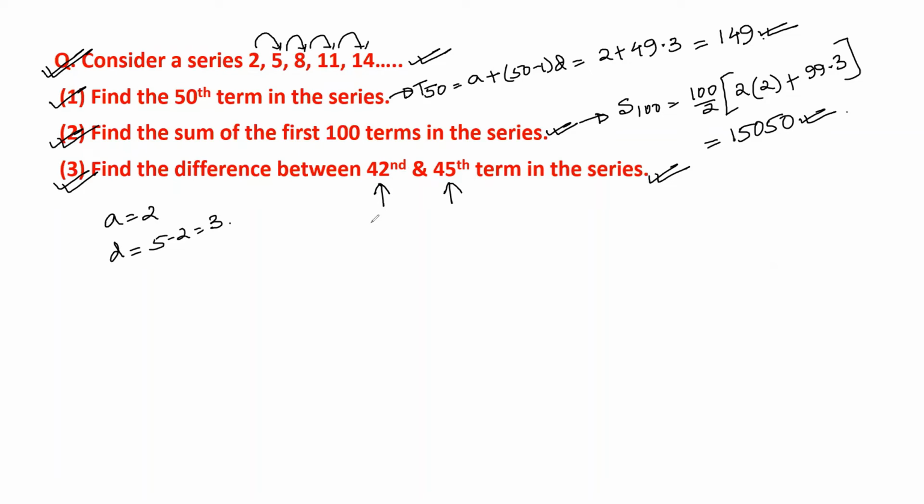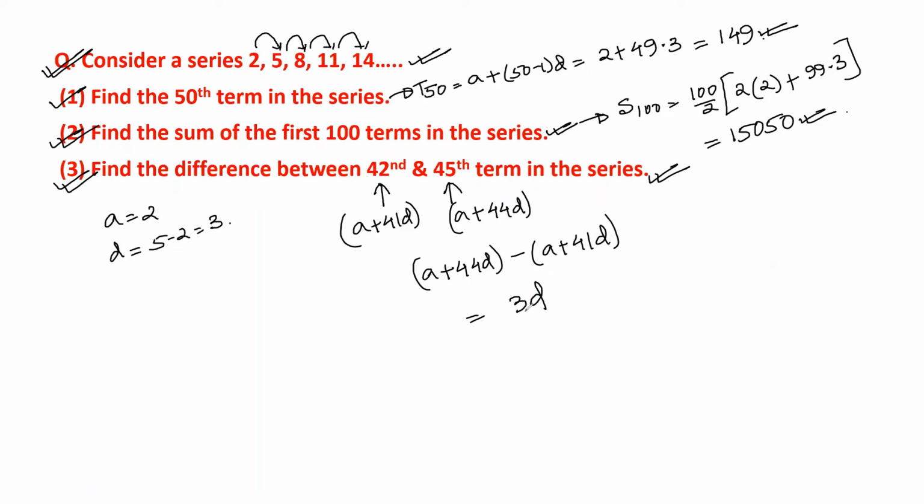If we write in a generic way, the 42nd term can be written as A plus 41d, and the 45th term can be written as A plus 44d, which we can write simply by using the nth term formula. So the difference between these two terms can be written as A plus 44d minus A plus 41d, which is nothing but 3d. That is, 3 times the common difference will give us the difference between the 42nd and 45th term for this series. And we know the value of the common difference is 3, so 3d would be simply 9. So instead of finding the 42nd term and 45th term and then taking the difference, we can directly apply this approach.